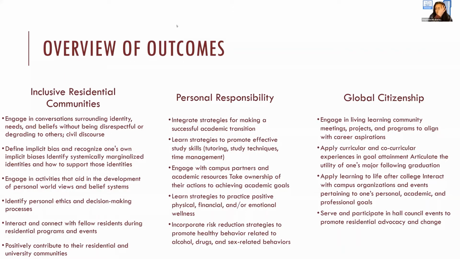So under these 3 learning goals, we do have 19 learning outcomes. I recognize that this slide is not the most engaging and definitely has the most writing, but I felt that it was important for us to really get down to what these learning goals encompass, I should say. So like Anthony mentioned, it's inclusive residential communities, personal responsibility, and global citizenship. And these bullet points are what we're aiming to hit when we have an educational event.